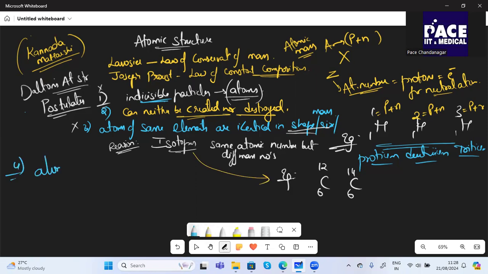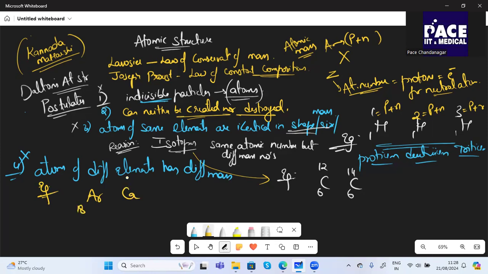Then he has given that atoms of different elements have different mass. This also is wrong. Why? Because we have an example wherein argon, at number 18, has a mass of 40, and calcium, with atomic number 20, also has a mass of 40. Both of them have the same atomic mass, but they are not the same elements, right? These are called isobars. He could not explain the existence of isobars and isotopes. He could not give reasoning for either of them.